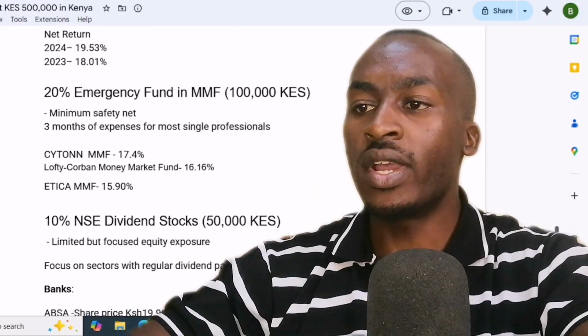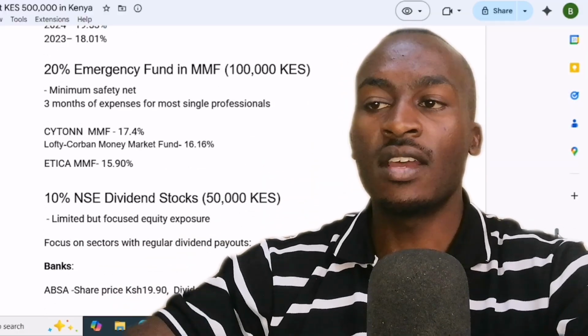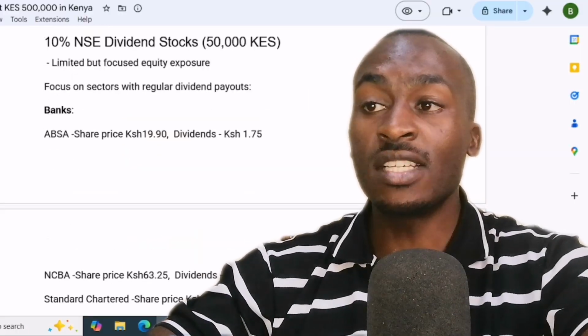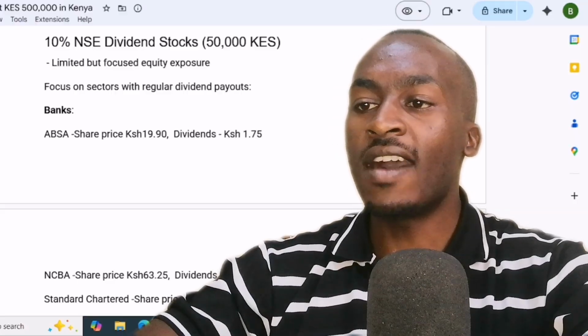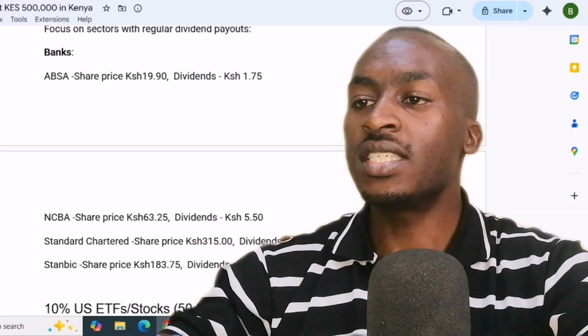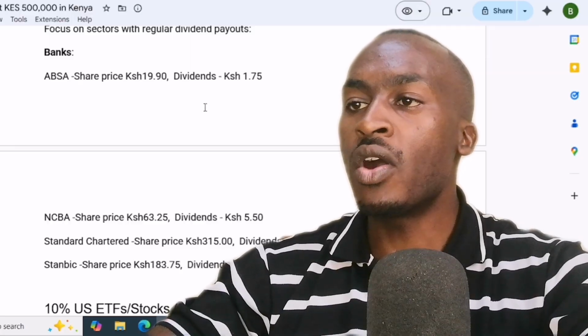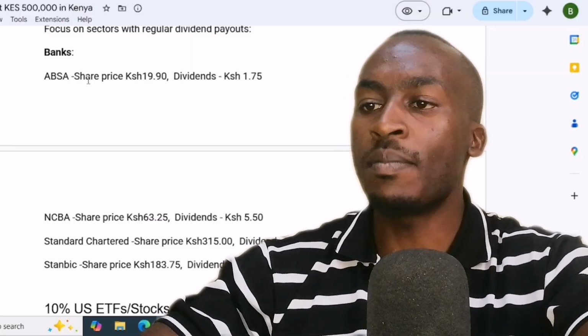And let's now go into the dividend stock, that is the NSE market. For this, we're gonna put 50,000 Kenya shillings. And some of the shares you can invest in include APSA, which is affordable. We have NCPA, Standard Charter, and also Stanbic Bank. So these are among the affordable ones, that is NCPA and Stanbic, and also APSA.